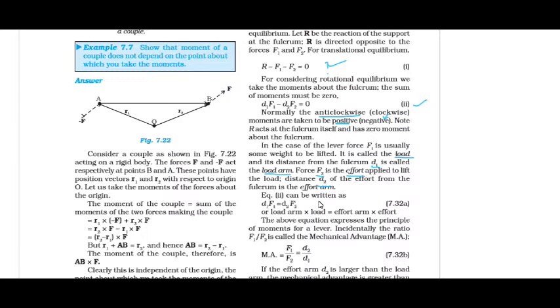Equation 2 can be written as d1 f1 is equal to d2 f2, or load arm into load is equal to effort arm into effort. The above equation expresses the principle of moments for a lever. Incidentally, the ratio f1 by f2 is called mechanical advantage. So mechanical advantage is equal to f1 by f2 is equal to d2 by d1.